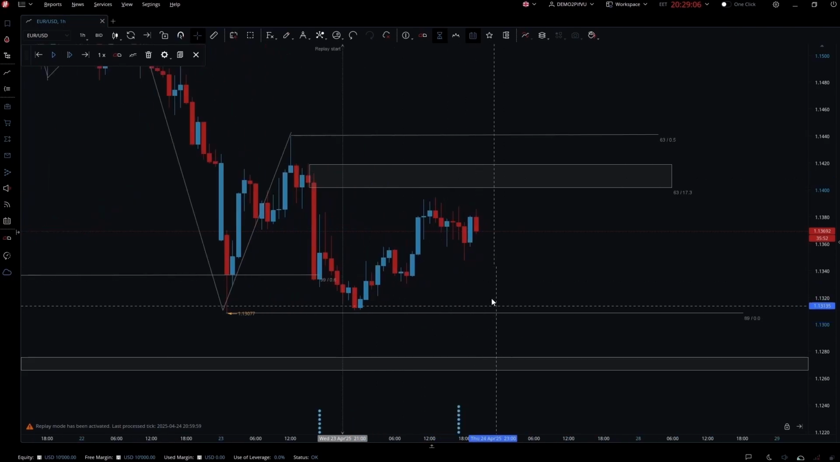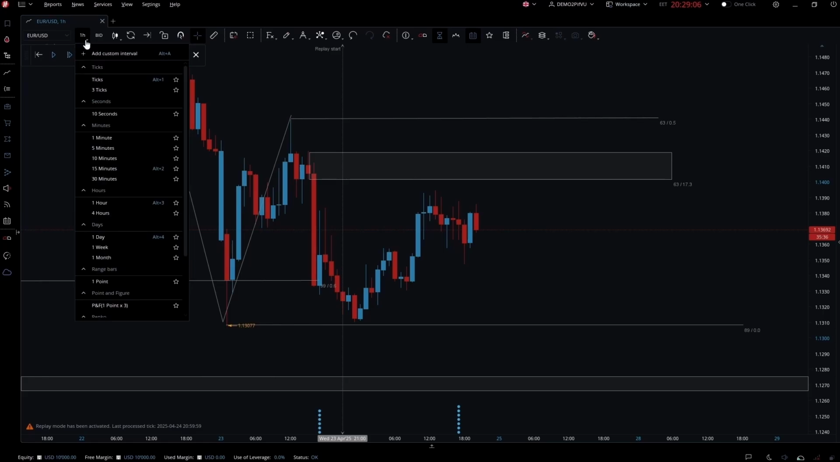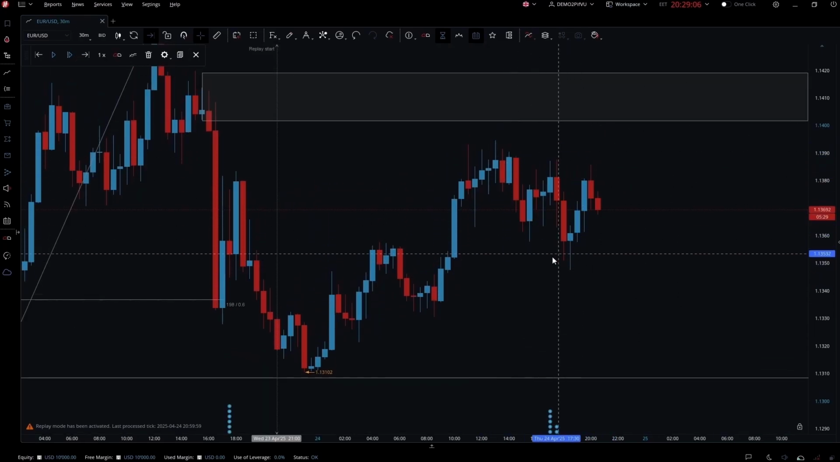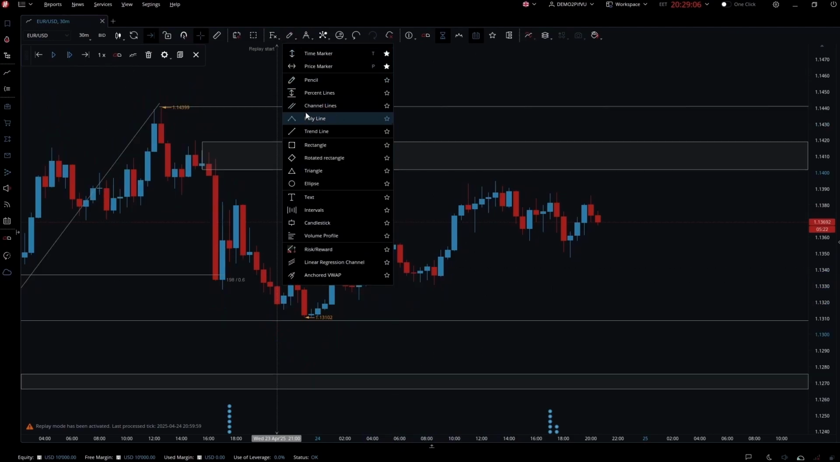So in this zone, we can see that price is consolidating a bit. So I would like to move to the 30 minutes zone to see if I can find a trade, because in this consolidation, we can also get a trend in the 30 minutes time frame.